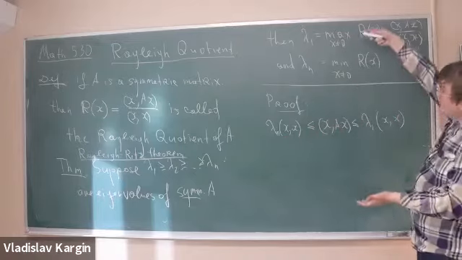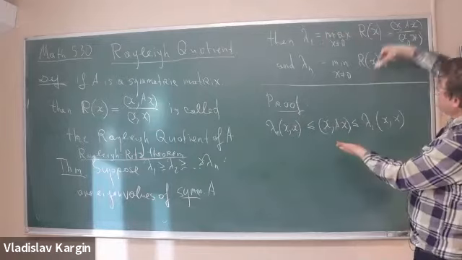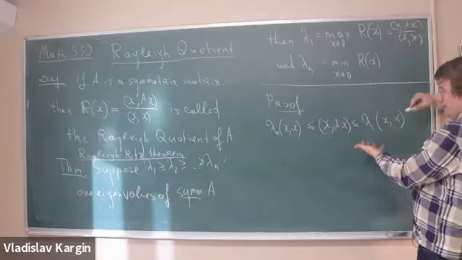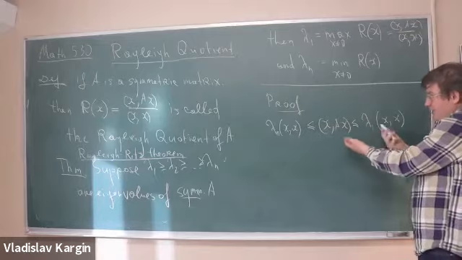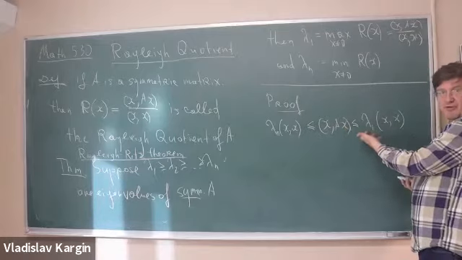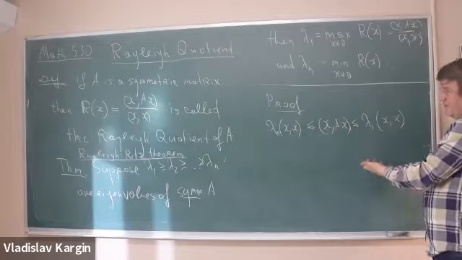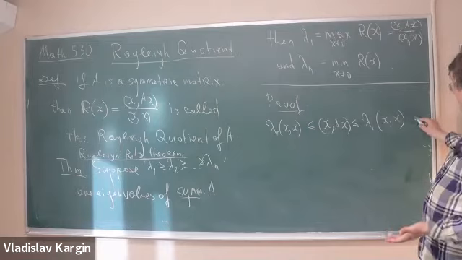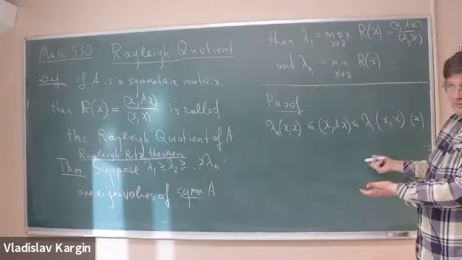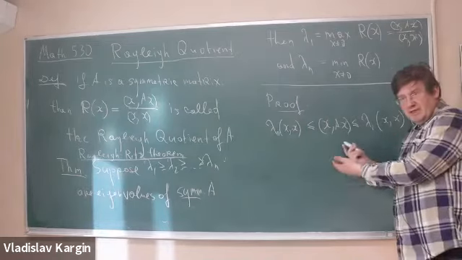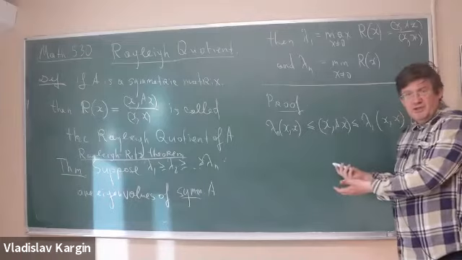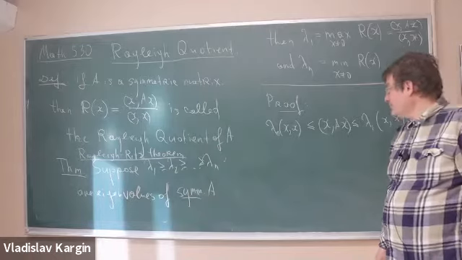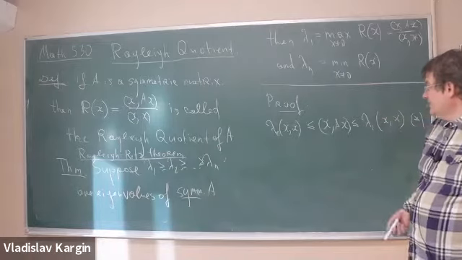The second thing it says is that it is achieved: the maximum is achieved at some vector. There is a choice of x for which equality holds in these inequalities. So you need to show two things: first, that this is true, and second, that there is a choice of x such that this equality is achieved. And now, why is the first thing true?